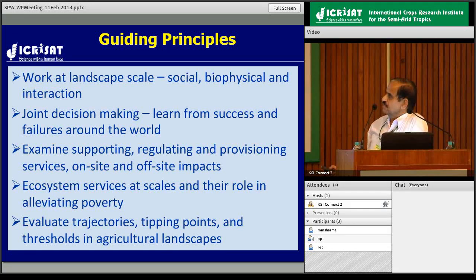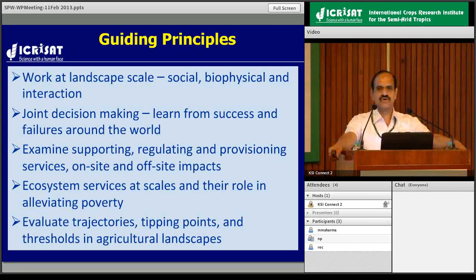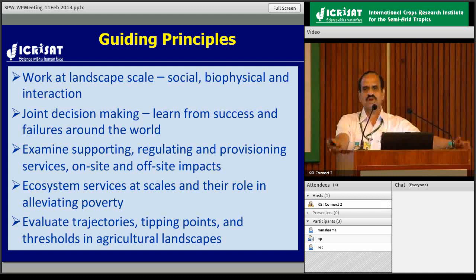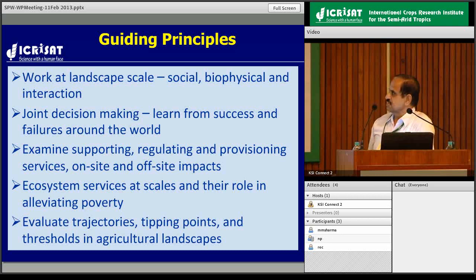Examine the supporting, regulating and provisioning services, as well as understand the on-site and off-site impacts. What Peter was talking about, trade-off analysis and other things, that is what we look into in this particular program: if we do water management at one location, what will be its downstream impact, what will be its on-site impact, and what is the trade-off between achieving food security for the downtrodden people in the upland areas as compared to the well-to-do people, how much water they will have to sacrifice for that purpose, which they are traditionally accustomed to receive without any interventions in the upland areas.